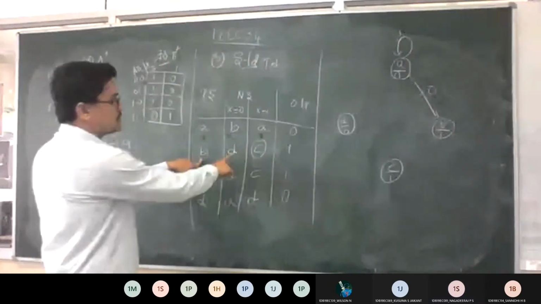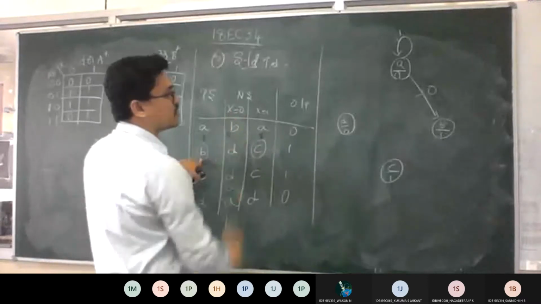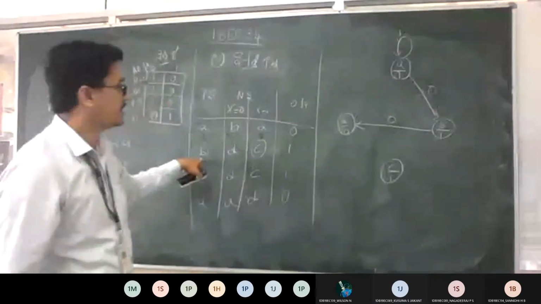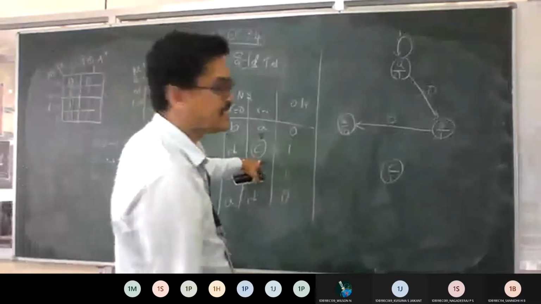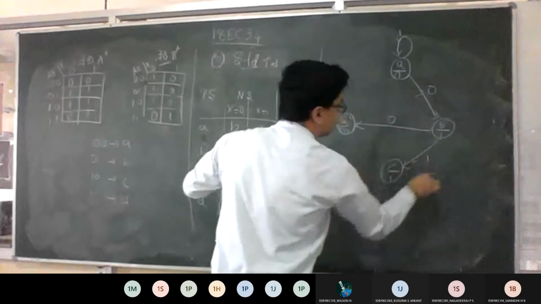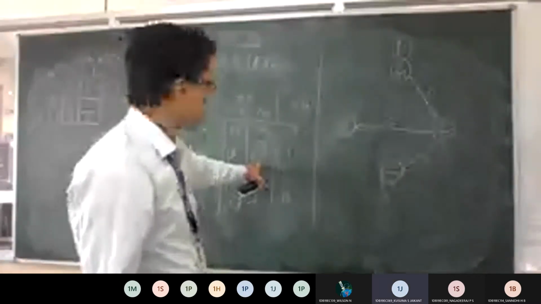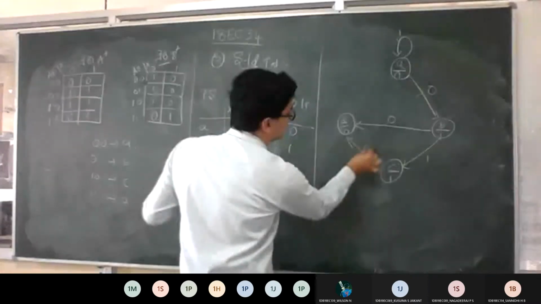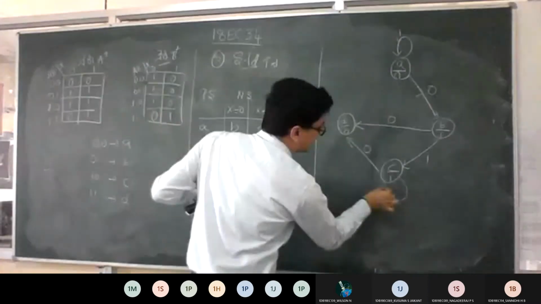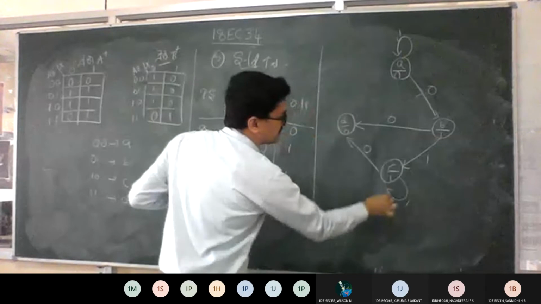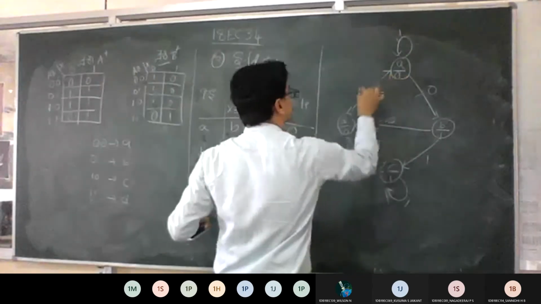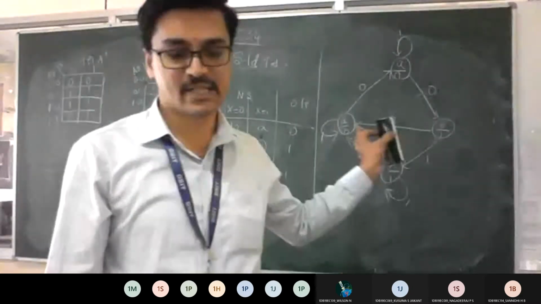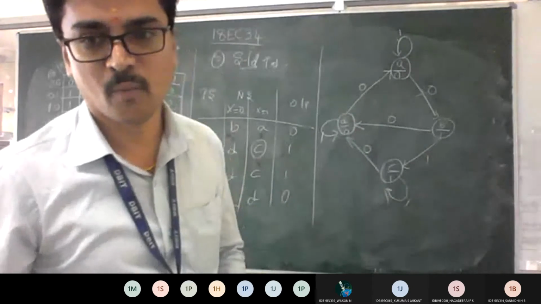Present state is B. So next state is D for X equal to 0. It means I can mark 0 here. For X equal to 1, it goes to C. It means C comes here for 1. Next, C to D. If X is equal to 0, it goes to the next state. If it is itself, it is 1. And the last, D to A if X is 0, if it is 1, itself. That's it, see. This is your state diagram for your Moore model.